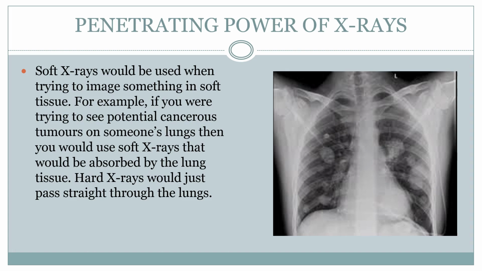So in this picture here on the right, we're looking at tumours within a patient's lungs. We want to use soft X-rays so that the tumours, which are soft but of higher density, essentially thicker than regular lung tissue, stand out against the regular lung tissue. If we used hard X-rays, those hard X-rays would pass straight through both the soft lung tissue and the tumours within that person's lungs.